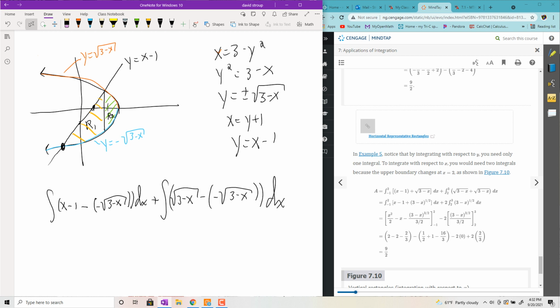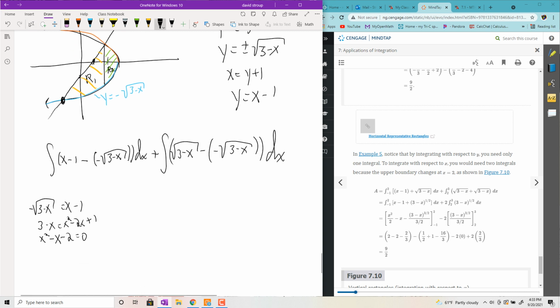So first get this point right here. So I'll take negative root 3 minus x and set it equal to x minus 1. I need to square both sides, so I get 3 minus x equals x squared minus 2x plus 1. I get x squared, move the x over, minus x, move the 3 over, minus 2 is 0. And then I get x minus 2, x plus 1 is 0, so x is 2, x equals negative 1. So negative 1 is this point right here, so that would be my starting place.